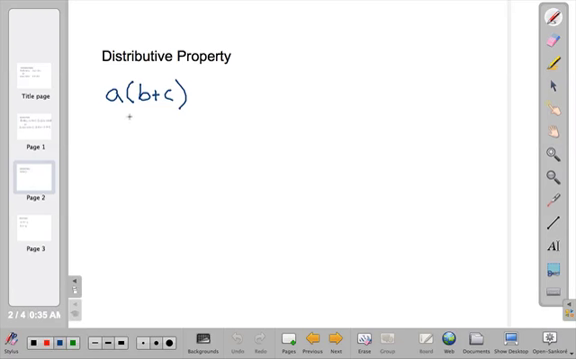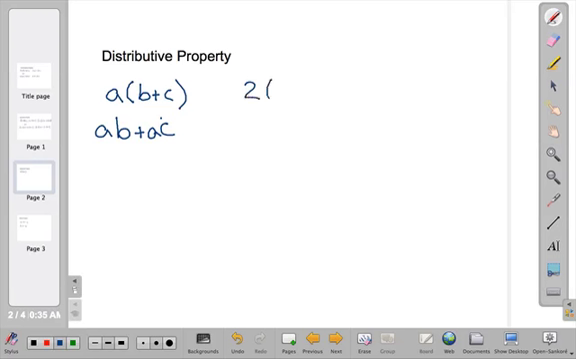The next property is the distributive property. And basically, we have a set of parentheses here, and we have some numbers on the inside, and we have a number on the outside. And what the distributive property says is that you distribute or you share the number on the outside of the parentheses with both of the numbers on the inside of the parentheses. So this would end up being A times B plus, because there's a plus sign right there, A times C, because I'm going to share the A on the outside with the C as well.